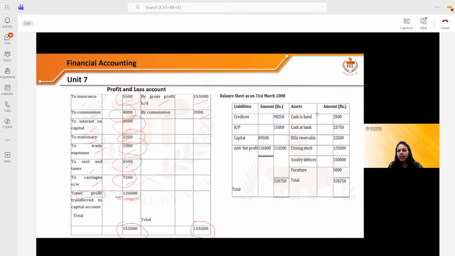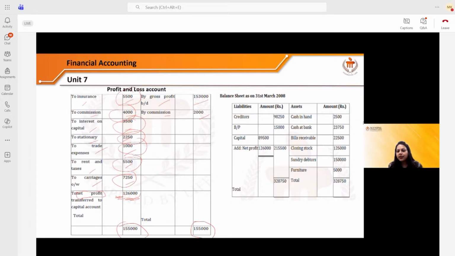Let me take more queries. Why is gross profit created? Because it is a rule of accounting. You will have to transfer gross profit into the profit and loss account because it is a link. The trade account is linked with the profit and loss account, and the profit and loss account is linked with the balance sheet. So it is a link, and it is a rule as well.